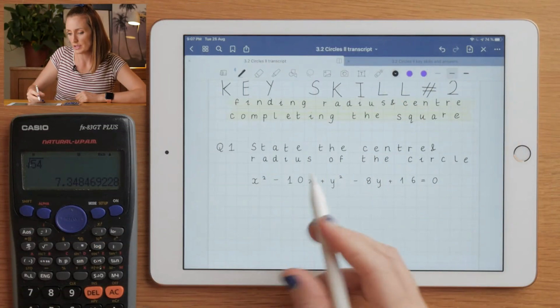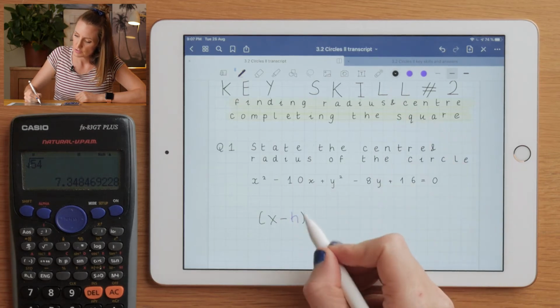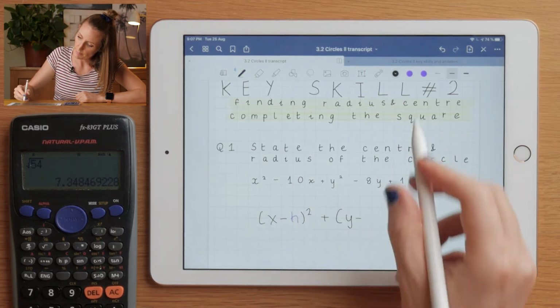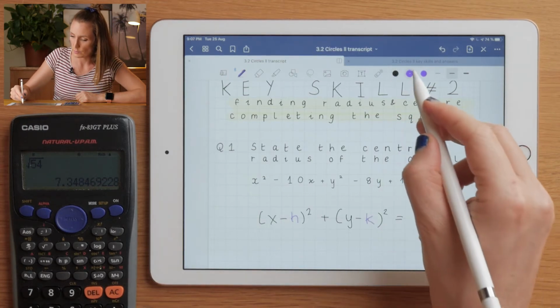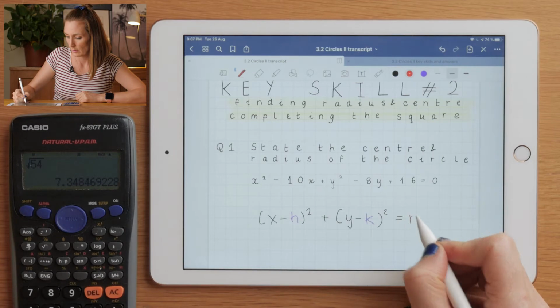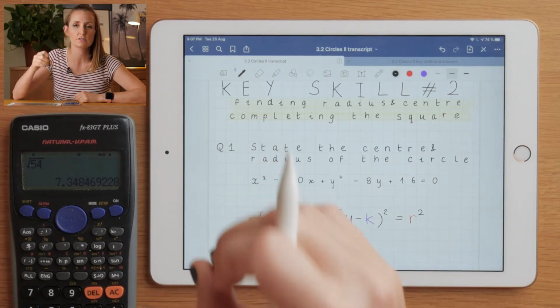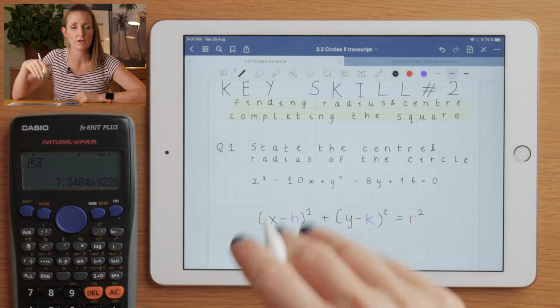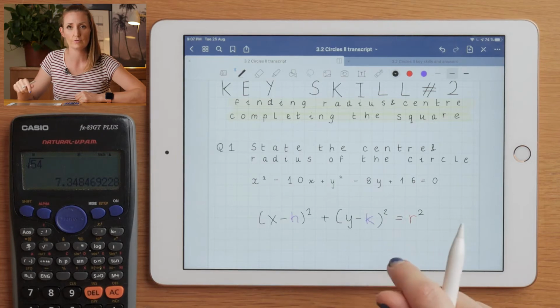Welcome back. In the first proof we did today and key skill 1, we learned all about the equation of the circle. We learned that the equation of the circle is (x minus h) squared plus (y minus k) squared equals the radius squared. And we learned that that relates back to the fact that the distance from the center to the outside, the circumference of the circle, is always equal to the radius. So we used the distance formula to prove that.